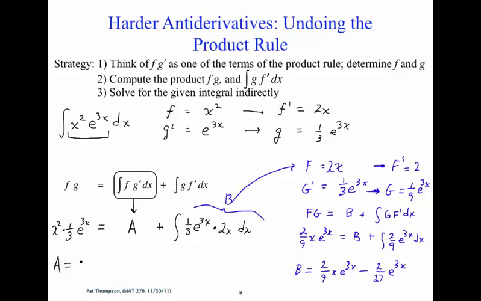A is going to be this thing here, which is 1/3 x squared e to the 3x minus that, which we found over here, 2/9 x e to the 3x, minus 2/27 e to the 3x. And now we'll just add our constant here at the end.